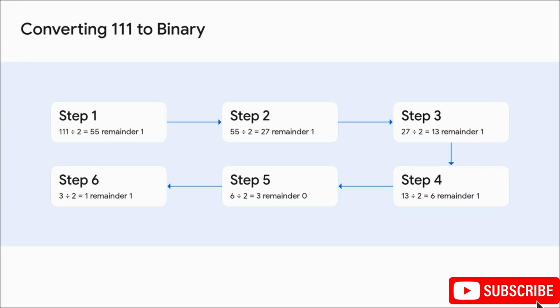So how does our blood pressure number, 111, actually get translated? Well, it's a really simple process called successive division by 2. You just keep dividing by 2 and writing down the remainder. So 111 divided by 2 is 55 with a remainder of 1. Then you take 55, divide by 2, you get 27, remainder 1. You just keep doing that all the way down until you can't divide anymore.